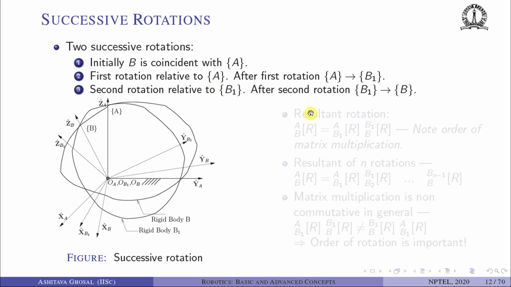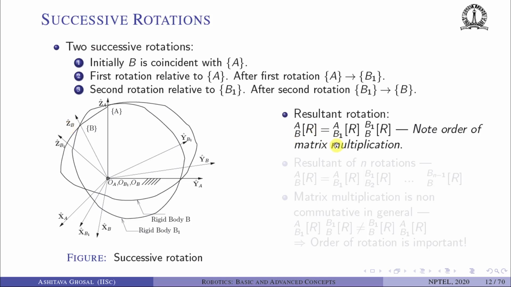So after the second rotation, B1 goes to B. As is shown here, we have XA, YA, ZA. The first rotation takes it to XB1, YB1, ZB1. And after the second rotation, which is with respect to XB1, YB1, ZB1, we get XB, YB, ZB. So the question is, what is the resultant rotation after these two successive rotations?